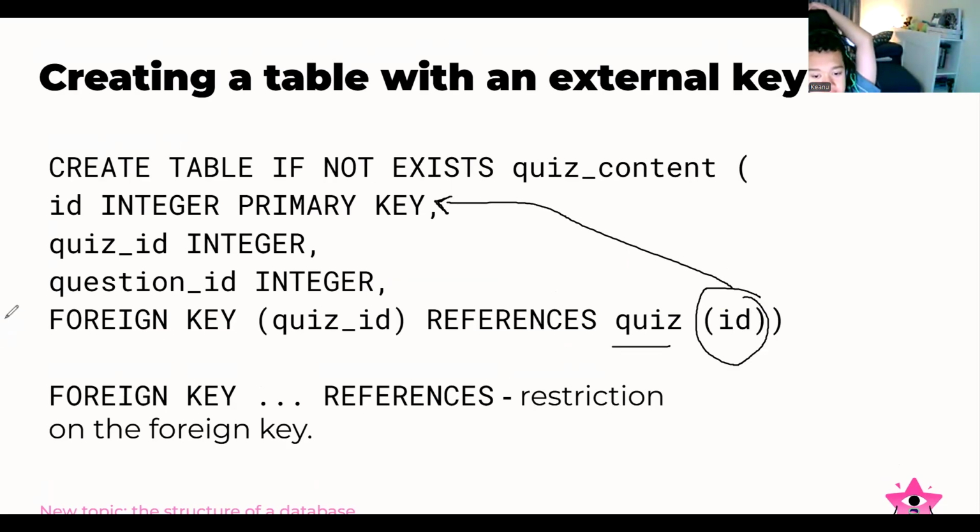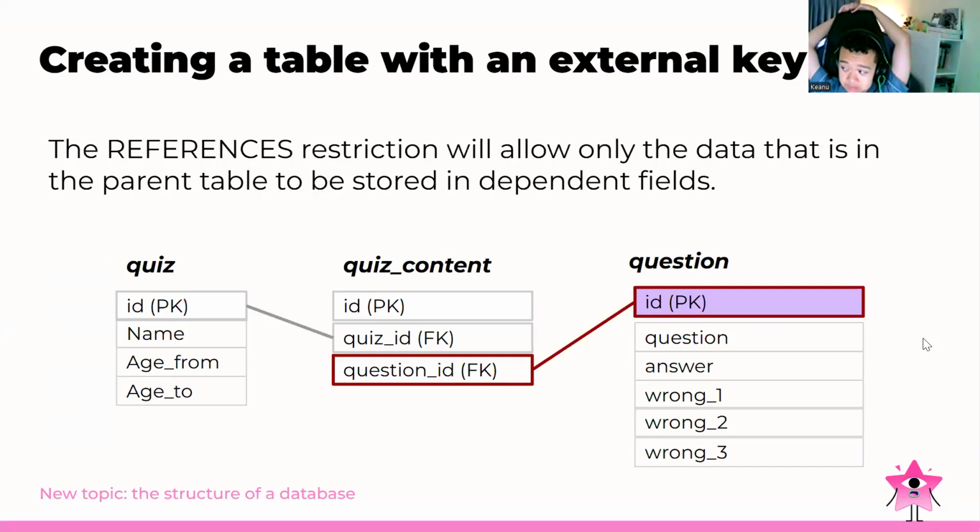Okay, we will go for the practical. I hope you will know more how to do this. And for getting a table with the external key, the references restrictions will allow only the data that is in the parent table to be stored in the dependent fields. So basically for this one, we have the quiz, we have the ID, which is the primary key.